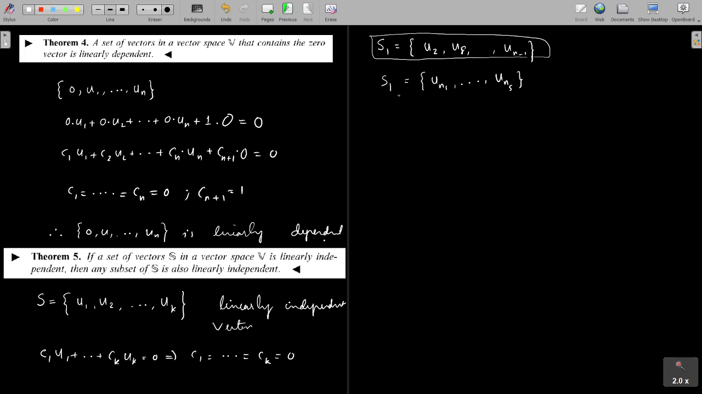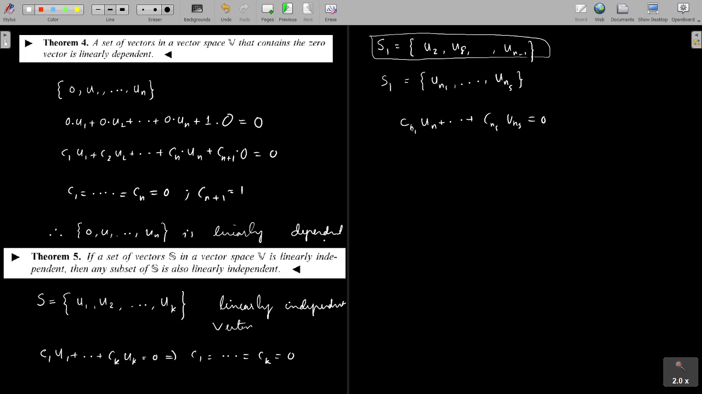Now we need to prove that this is also linearly independent. How will you prove this is linearly independent? We need to consider a linear combination of this: Cn1 un1 plus etc. Cns uns equal to 0. We need to prove that all these coefficients are 0.